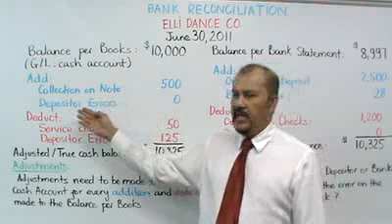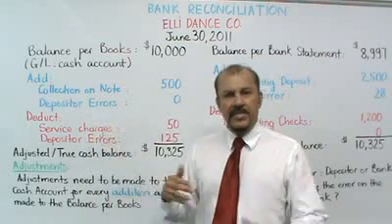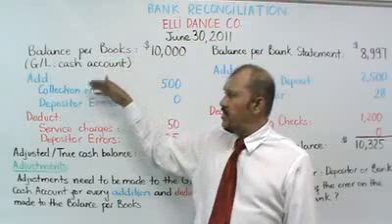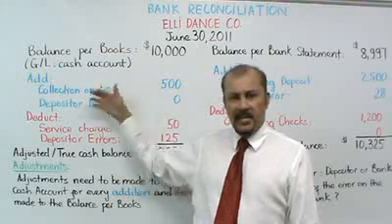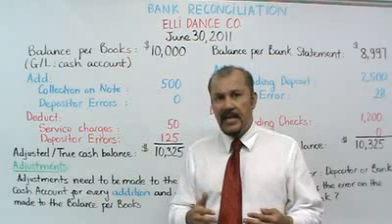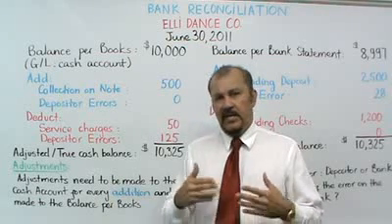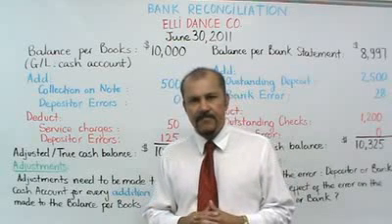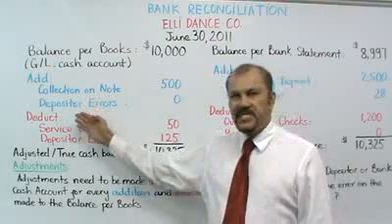Okay, next, depositor error. In this example, there are no depositor errors that affect the book balance in terms of any additions. Later on in the discussion, I will give you some guidelines to help you understand errors and how to handle them from a bank reconciliation perspective. Next, we'll look at the deductions.